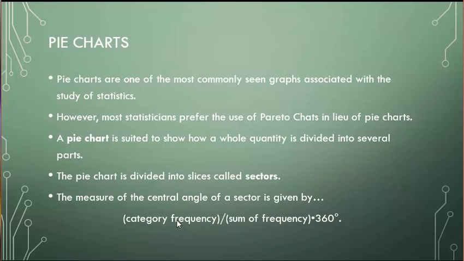We take the category frequency, in other words, the relative frequency, and divide it by the sum of the frequencies, to get the relative frequency, and multiply it by 360. Take the frequency of a class, divide by the sum of the frequencies, that gives us that relative frequency we were talking about earlier, and then multiply it by 360 degrees.